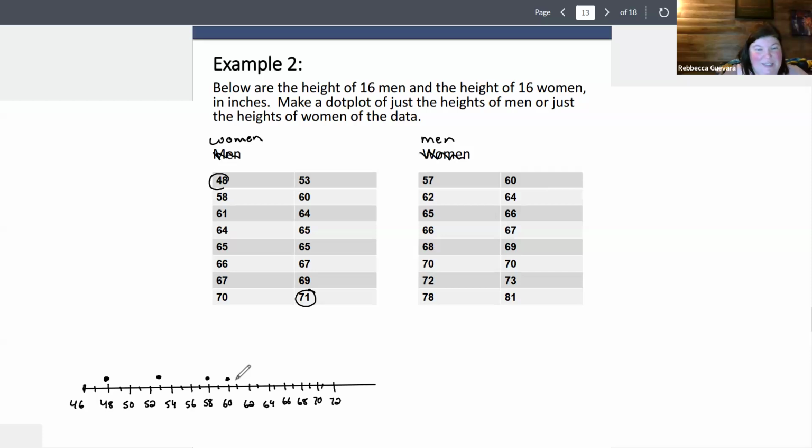The 60, 61, 64. Where was I? I lost my place. 64. And then we have 65. 1, 2, 3. So one of them finally repeats. 67, 69, and then 71.